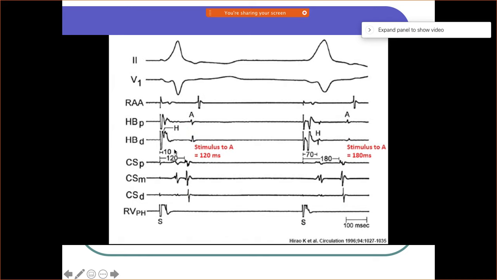So the stim to A over here is 120 milliseconds. Stim to A is 120 milliseconds. Stim to A over here is longer. It is 180 milliseconds. I hope it's really clear for everyone. So why is there an increase in the SA interval? Because it is due to a corresponding stim to his interval increase as well. So this is what tends to explain it.